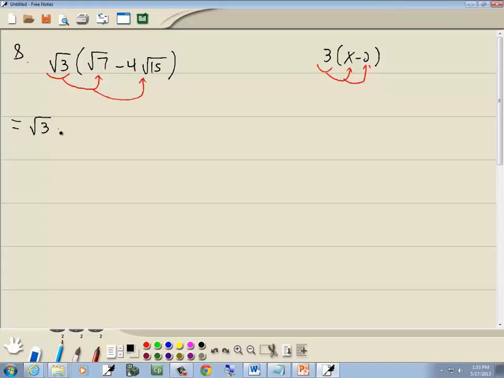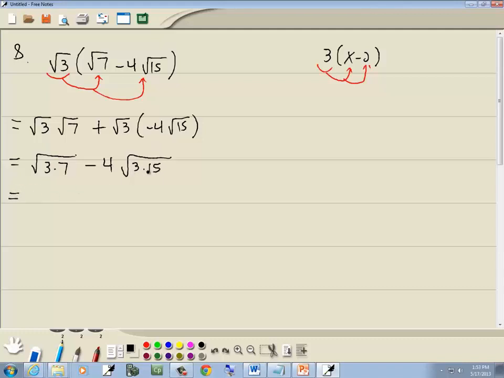So I got the square root of 3 times the square root of 7, and then I got the square root of 3 times negative 4 square root of 15. Well, remember, when you're multiplying two radicals and the indexes are the same, you just multiply what's underneath them. So we got 3 times 7, put them underneath a single square root. Now here we got positive times a negative, so that's negative. The 4 just remains. You multiply whatever number's in front. And then we got 3 times 15 inside a radical.